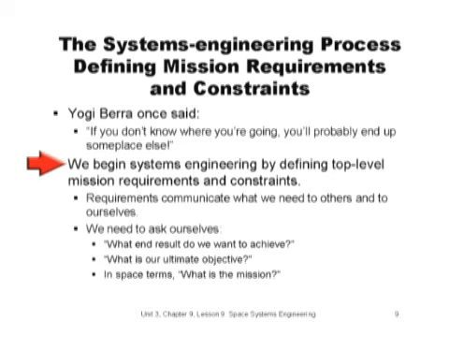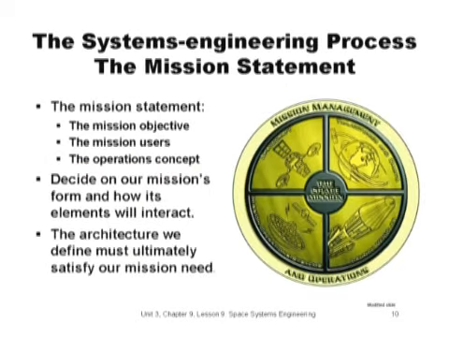These requirements tell us, and others, the basic needs for the mission. We've got to ask the questions, what end result do we want to achieve? What is our ultimate objective? And in space terms, what is the mission? You've seen this emblem in earlier sections, and you'll remember that it defined the space mission architecture. Here we're going to focus on the centerpiece called the space mission, which is described in the mission statement.